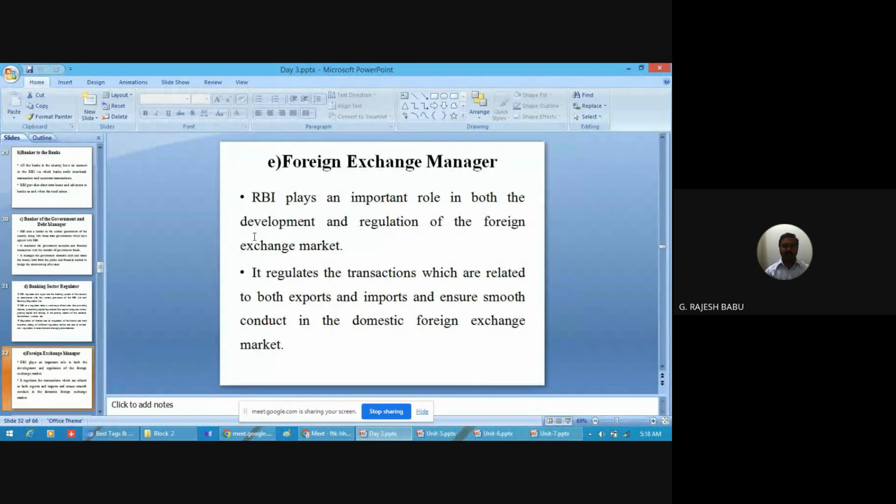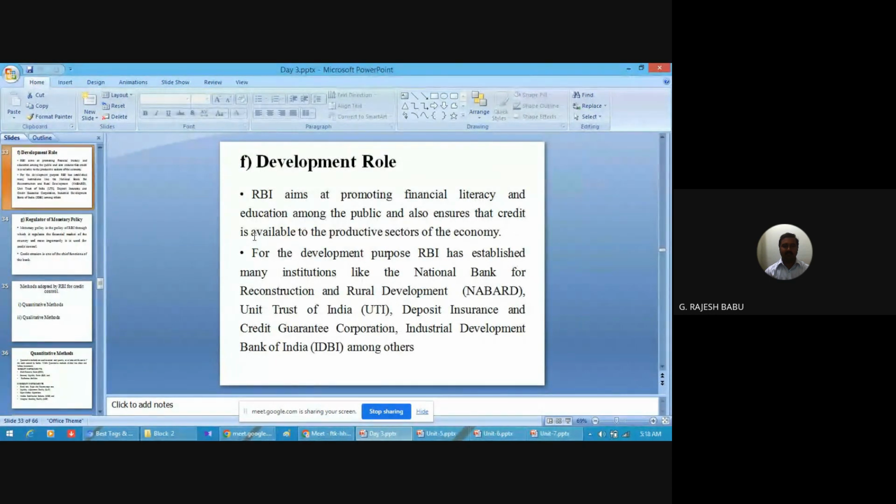Next, we move on to the development role. Reserve Bank of India aims at promoting financial literacy and education among the public and also ensures that credit is available to the productive sector of the economy.